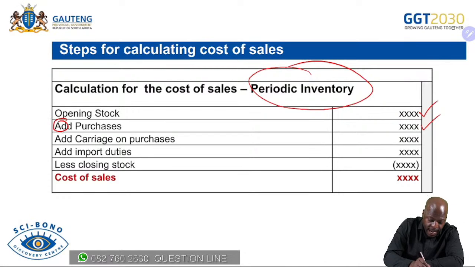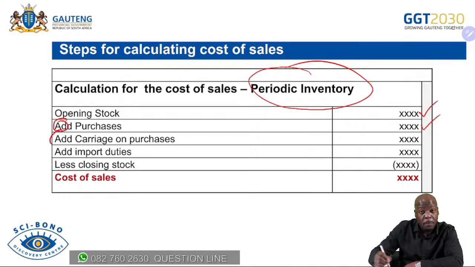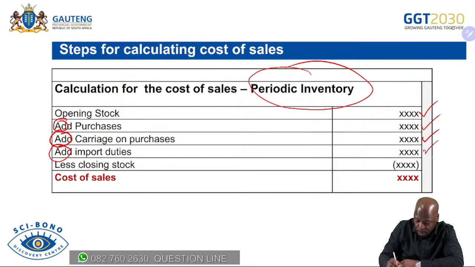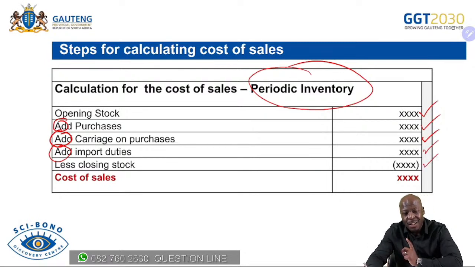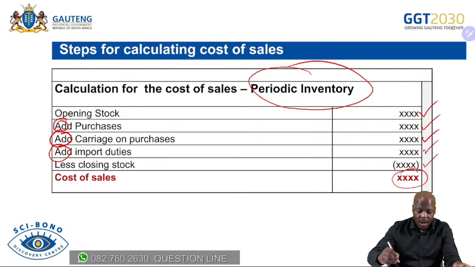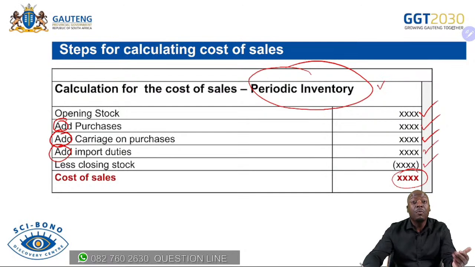Do not forget to add as well your import duties. After adding your import duties, you now have to subtract your closing stock. This then gives you your cost of sales using the periodic inventory system. Okay, already you can see now the main difference between the perpetual and the periodic. You can see the two main differences between the periodic and the perpetual. This is what we had to go through for the periodic inventory system.